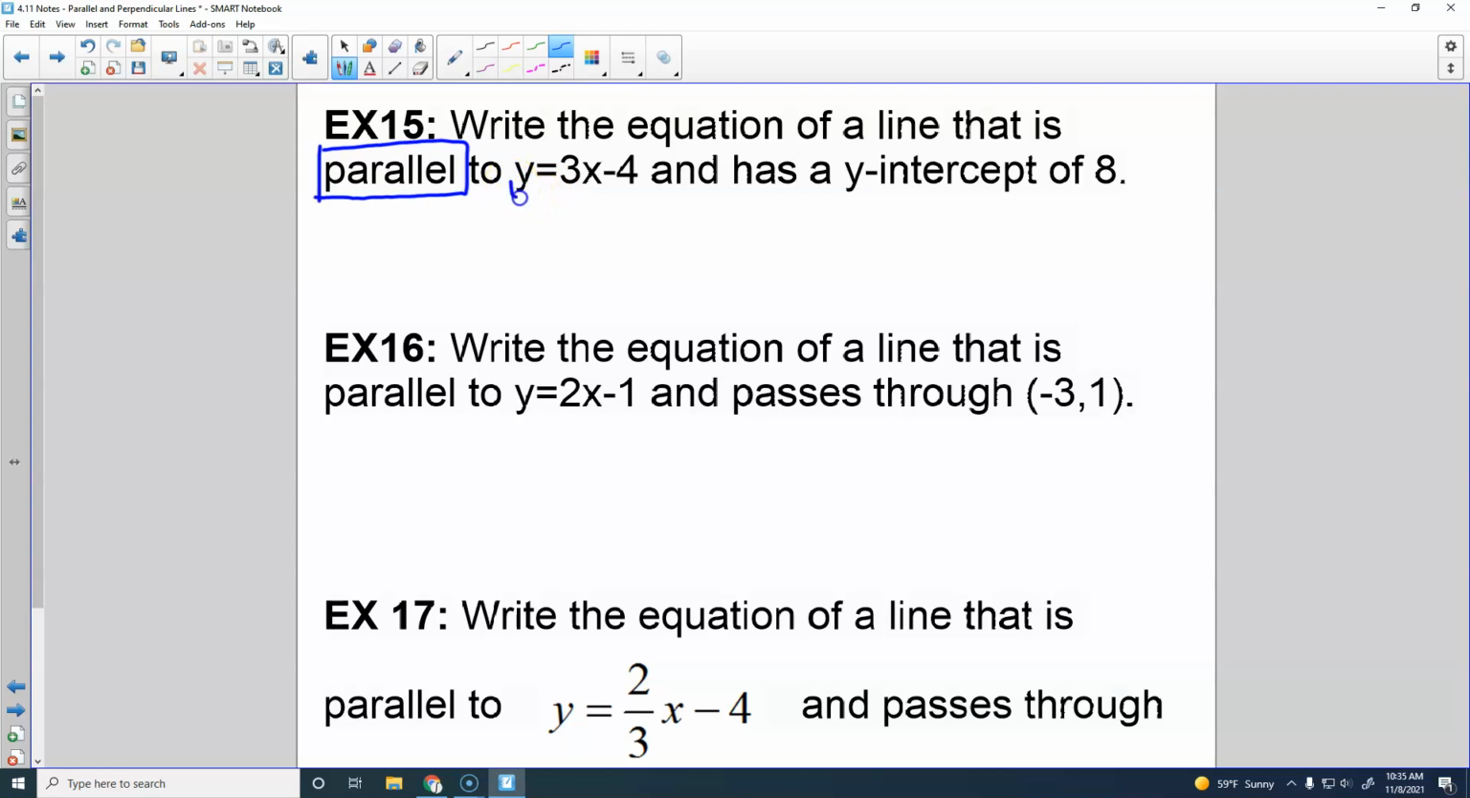So there's something we can learn from that piece of information. What does that tell us if it's parallel to y equals 3x minus 4? Same slope, which in this case is what, Marley? 3. So I know my slope is going to be 3. And then this one's pretty straightforward because it tells me the y-intercept is 8. So I'm not actually going to have to do a lot of work on this one. It just tells me what the y-intercept is. So y equals 3x plus 8 is my answer.